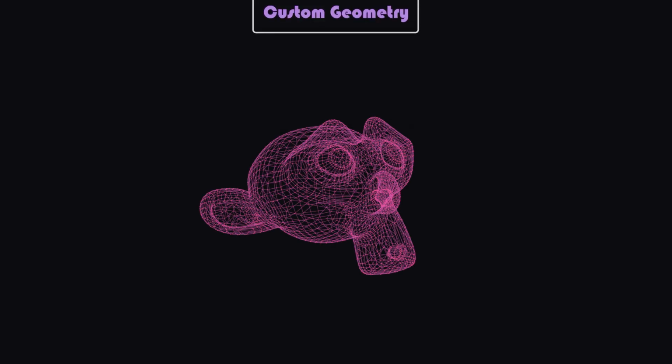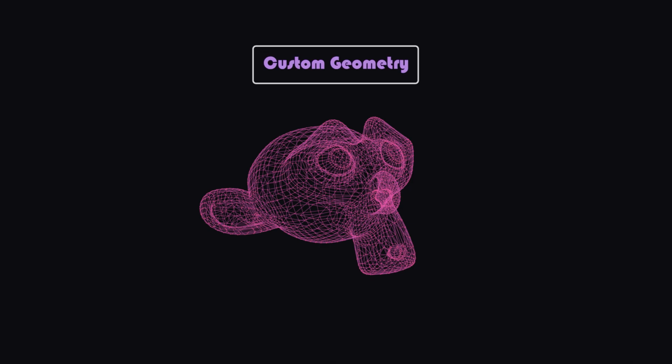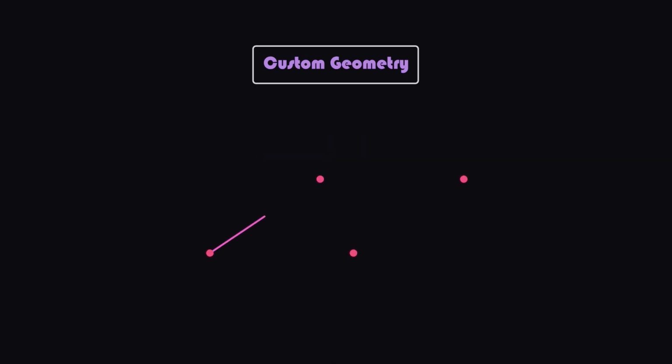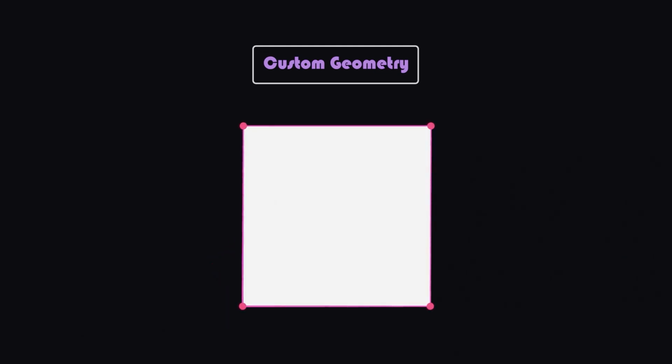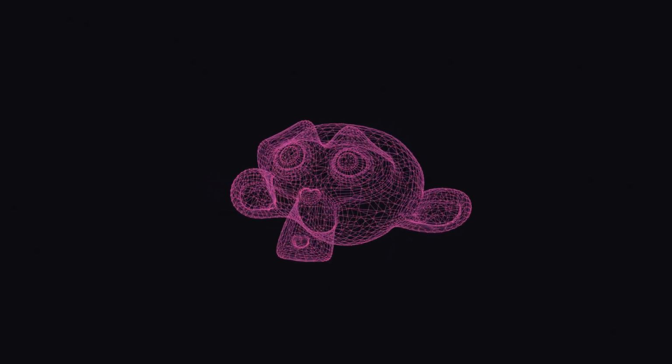Now, the first major step, displaying custom geometry. Let's start with something simple, a plane. It has 4 vertices, 4 edges, and 1 face. But here's the important part. Render engines don't use faces, they use triangles. So every shape, no matter how complex, needs to be converted into triangles. And those triangles must follow a consistent order based on face normal.